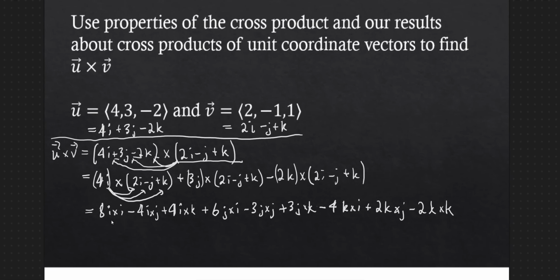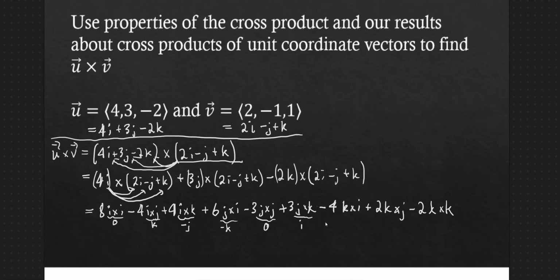So let's see. i cross i, well, that's 0. i cross j, that's k. i cross k, what's i cross k again? Point your fingers in the direction of i, curl them in the upward direction. That would be going along the negative y-axis. So this is negative j. j cross i, that's the opposite of i cross j, which we know is k, so this is going to be negative k. j cross j, those are parallel vectors, so that's 0. j cross k, that's positive i.